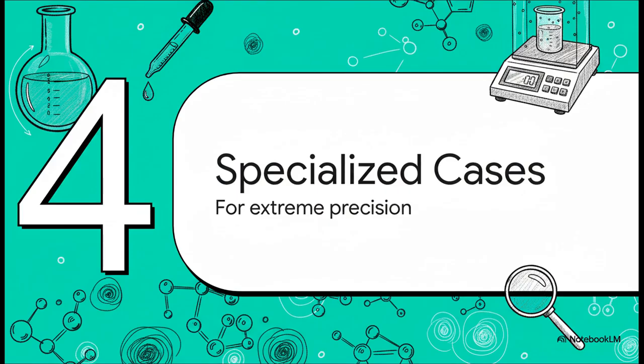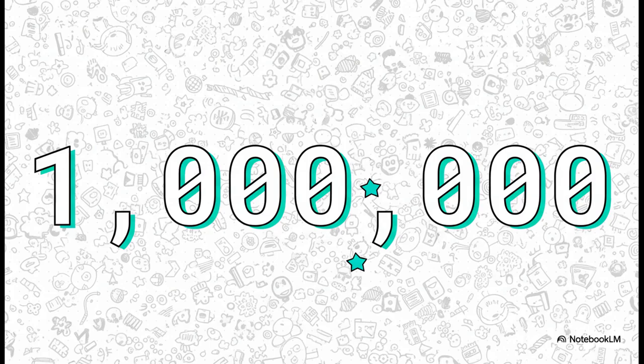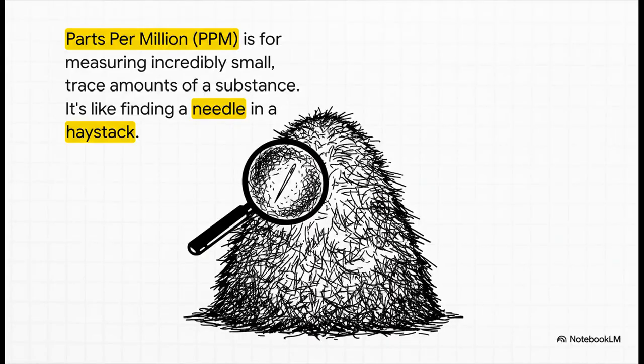Okay, so beyond those two big ones, chemists have a few other tools in their belt for very specific, very precise situations. Let's call them the specialist tools. Just take a look at this number for a second: 1 million. Now, what if you had to find one single tiny thing hidden inside a million other things? Well, that's exactly what parts per million, or ppm, is for. It's the unit you pull out when you're talking about incredibly tiny, trace amounts of something. We're talking about finding a single drop of ink in a whole bathtub of water.